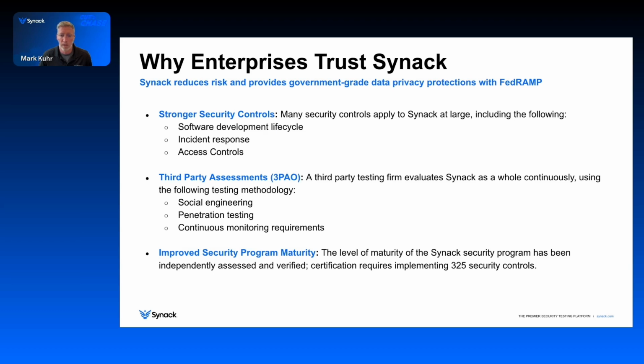And so FedRAMP Moderate allows us to have a standard baseline, and we in many cases go above that baseline. So it does affect everything about how the company develops software. It affects how we handle incidents and certainly access controls. We've also been independently assessed by third parties as part of this process to really come in and say, are you doing what you say you're doing? And conduct independent assessments that are things like social engineering, pen testing, or even assessing randomly our continuous monitoring requirements to ensure that we're doing what we say we're doing.